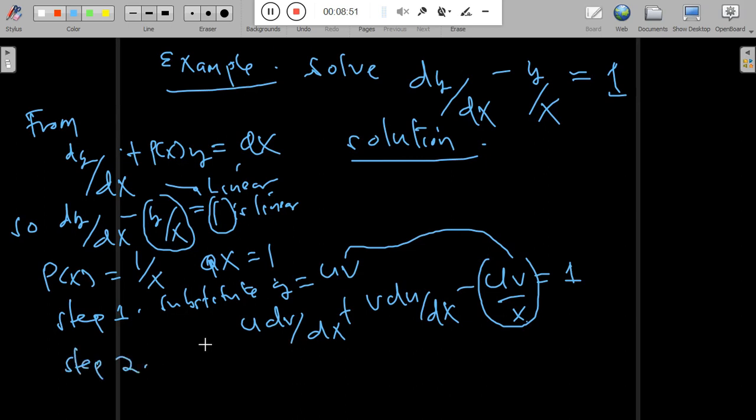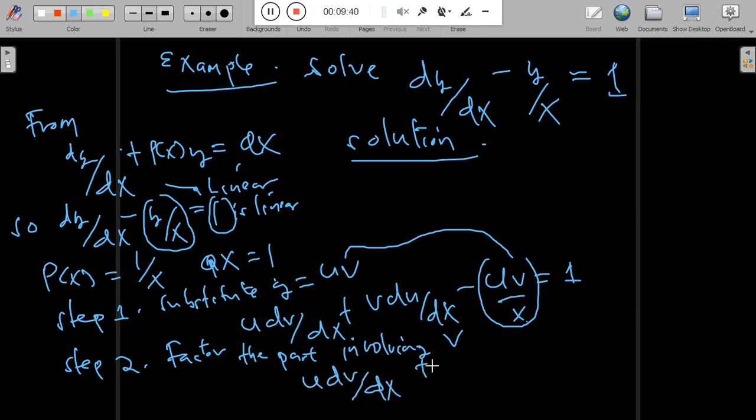Step number 2, we factor out v from the equation. We factor out the parts of the functions, so we take out v, open the bracket, then write du over dx. This gives us u dv over dx plus v, then du over dx minus u over x, which is equal to 1.